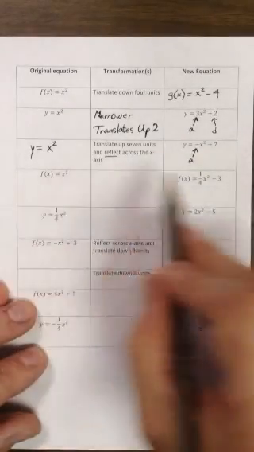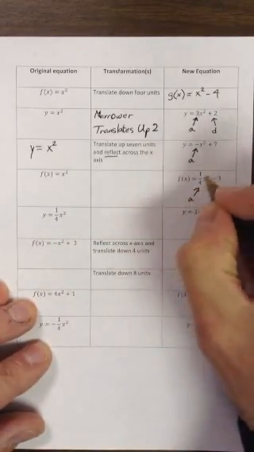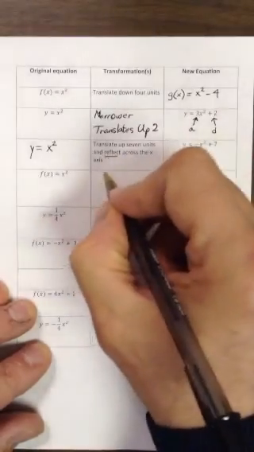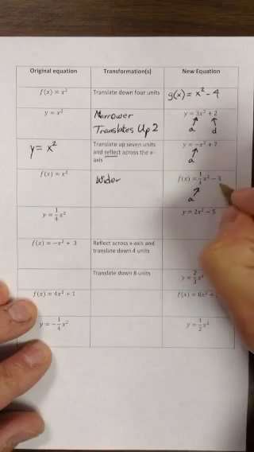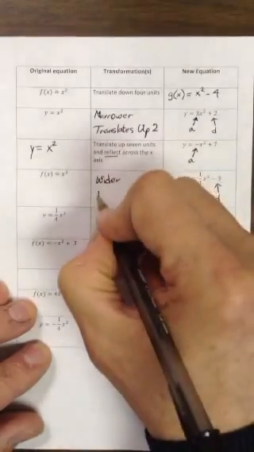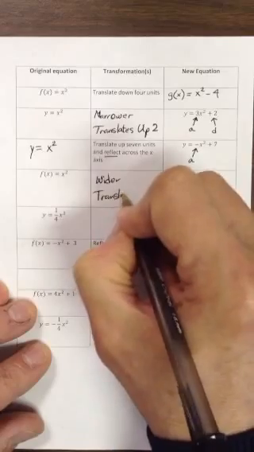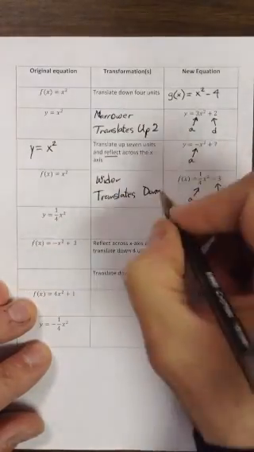All right, we start off with the parent, and now we have this. We have a change in A. A is now less than 1, so it got wider by a factor of 1/4. And we have a change of D. It's going down, so that's going to be a translation down of 3.